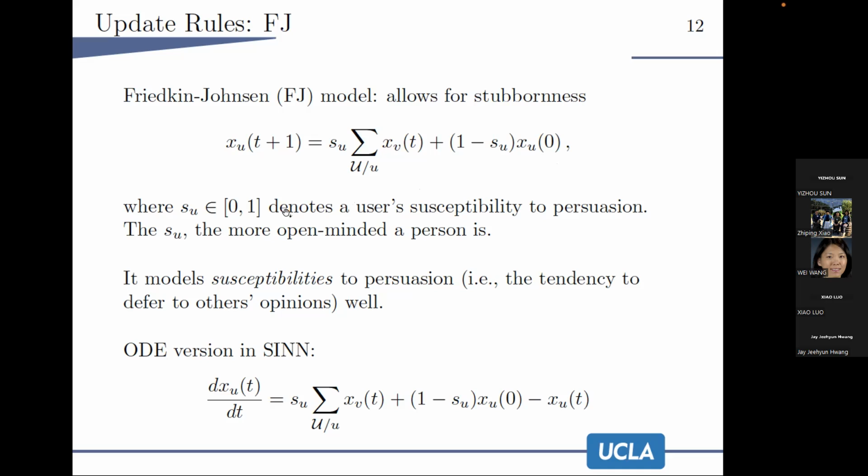And s_u is a parameter used to denote a feature called susceptibility to persuasion, which means the tendency to defer to others' opinions. Sorry, this line is incomplete. I mean, the larger s_u is, the more open-minded a person is. As you can see, if s_u is getting close to 1, then this person is not sticking to their original opinion.